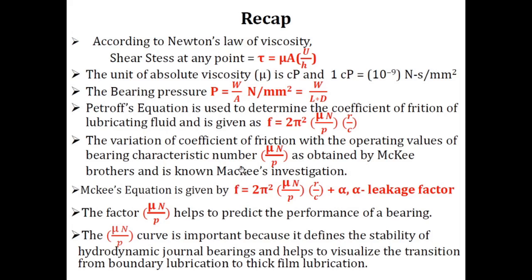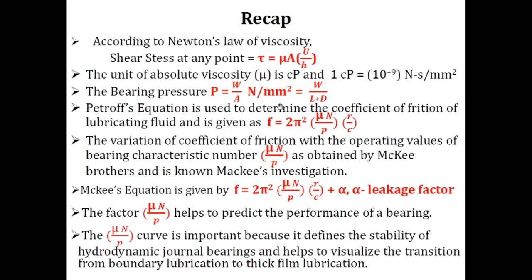So we'll quickly recap what we discussed in the last lecture. According to Newton's law of viscosity, the shear stress at any point, tau, is given by mu A u upon h, where mu is called the dynamic viscosity, A is the area, u is the velocity, and h is the distance. And we have seen the effect of temperature on the viscosity. As the temperature increases, viscosity decreases.